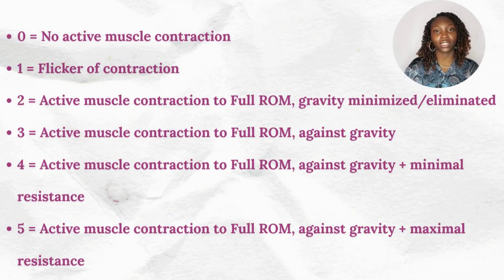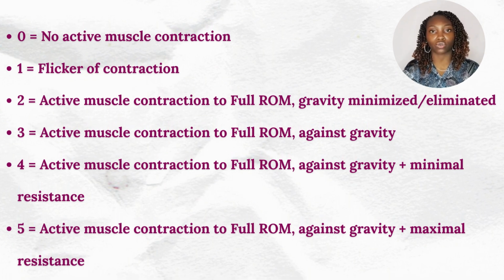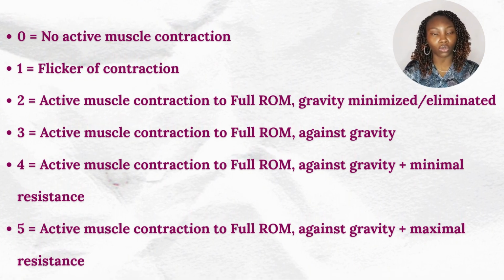Zero means no contraction. So this means that when you ask the patient or client to contract the muscle on their own, you're unable to feel or even see active contraction of the muscle, movement of the muscle. So when you are unable to find contraction, you score them 0. 1 means there's a flicker of contraction. However, they are unable to move the limb or segment of their body through the full range of motion.